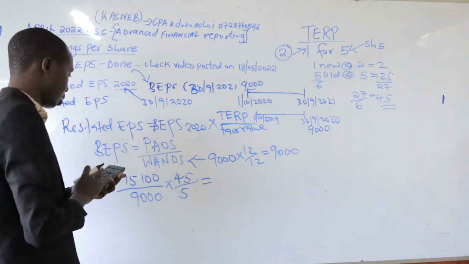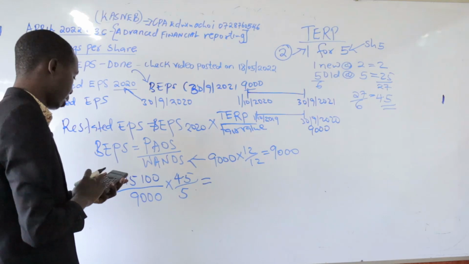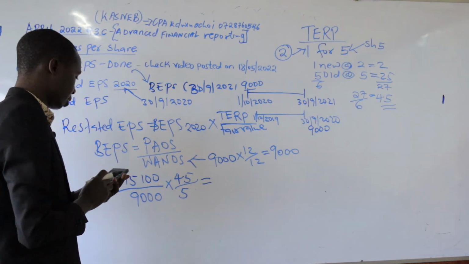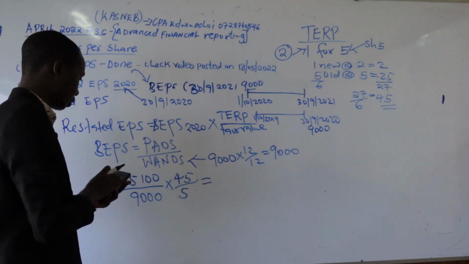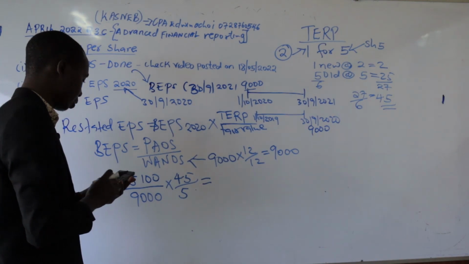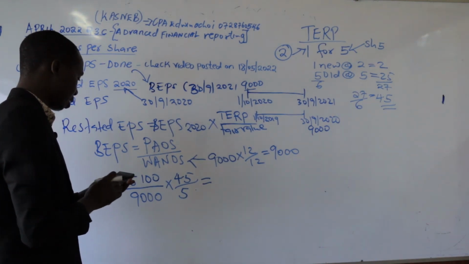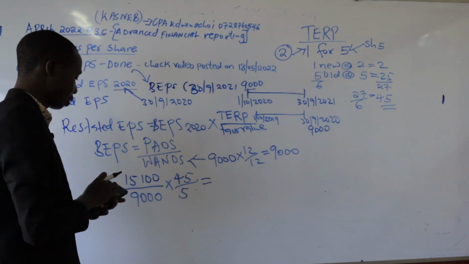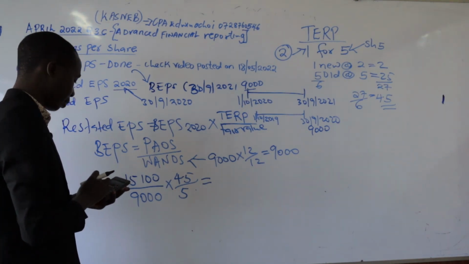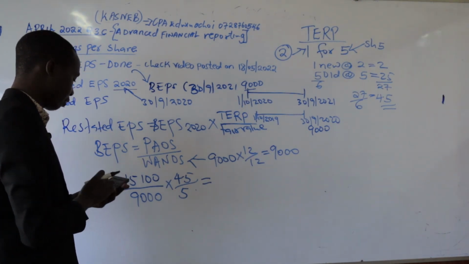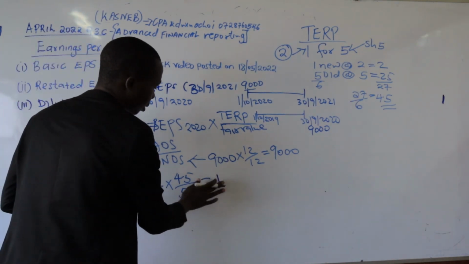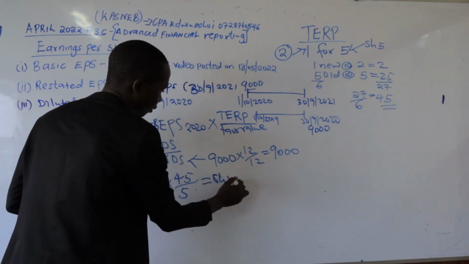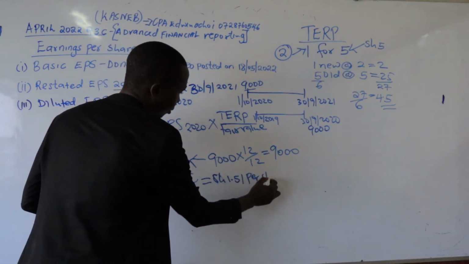So 15,100 divided by 9,000 is 1.68, times 4.5 over 5. So this is shillings 1.51 per share.